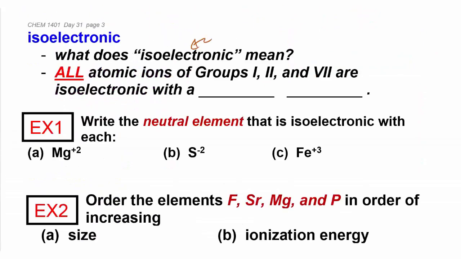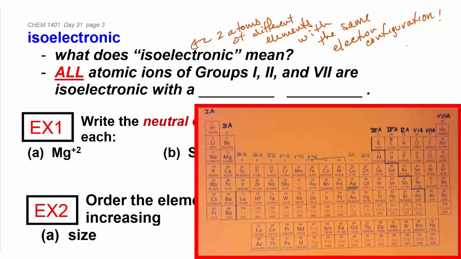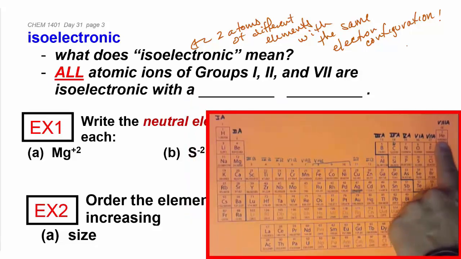Isoelectronic. What does isoelectronic mean? All it means is that you have two atoms of different elements with the same electron configuration. Two atoms of different elements with the same electron configuration. Well, how can you do that? Let me give you an example of two isoelectronic atoms.